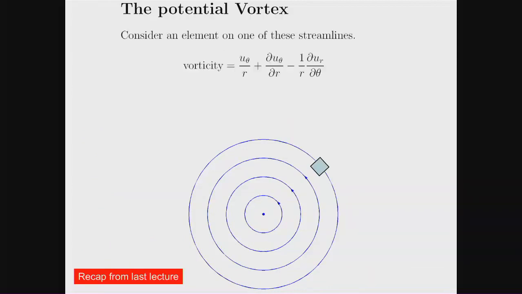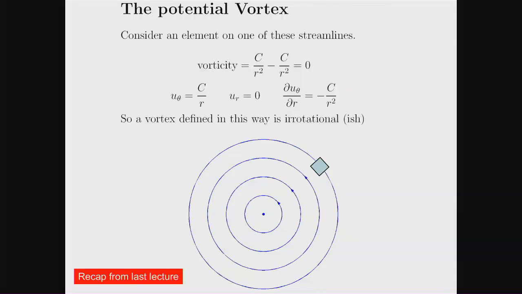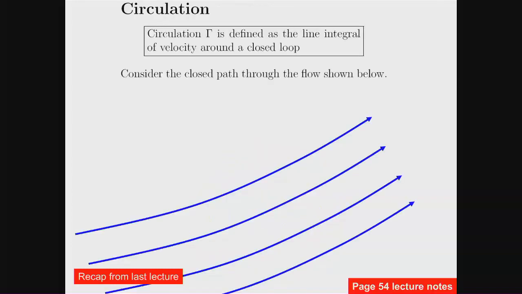Okay, so if you consider an element on a streamline and we calculate its vorticity, we found that it has 0 vorticity. So a vortex defined as such is irrotational, except at the center where it's rotational, where r equals 0. So at the singularity, it's rotational, but everywhere else, it's irrotational.